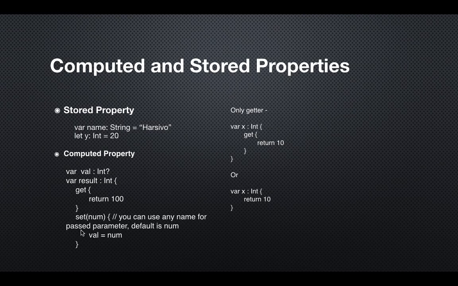If you don't want a setter, you just want to return some value based on some calculation, you can do the calculation and just return 10. You don't have to define set, just say get. Or you can just remove get as well, because if you just have get, it doesn't make sense to have these curly braces as well. So you can just say var x colon Int and then return 10, or do your calculation and then return 10. So this is also valid syntax for computed properties.